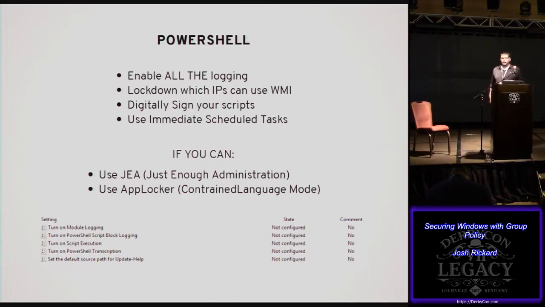So, and again, you use immediate scheduled task. PowerShell remoting is awesome, but if the system is compromised, you're screwed. A security access token can be delegated and actually used to launch other services. With immediate scheduled tasks, there is only a one-time use token. You can't delegate it, you can't impersonate it, and you can't use it for anything else.